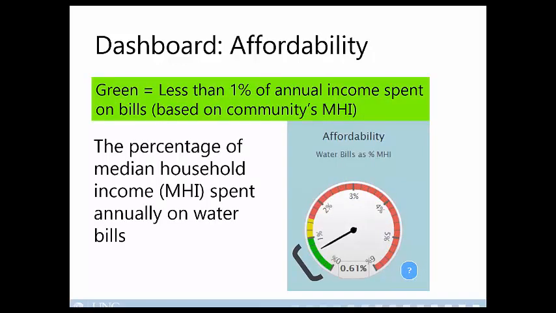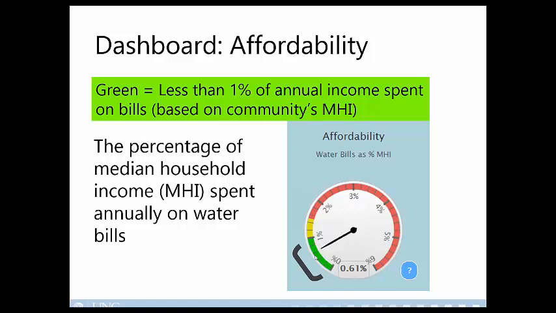Okay, the next dial on the lower right of the dashboard is affordability. This metric is based on the annual income of a customer in your community and the amount that they spend on their water bills. We have decided where these markers fall. There is no universal standard, but this is something that we think is a good starting place to approach affordability, though communities might want to examine a more detailed breakdown from the Census Bureau about their community's needs.